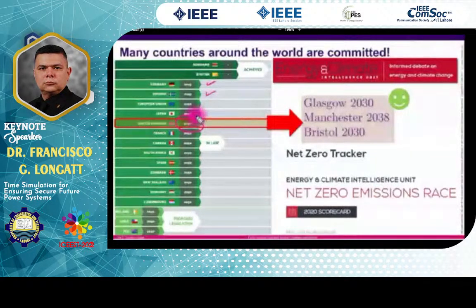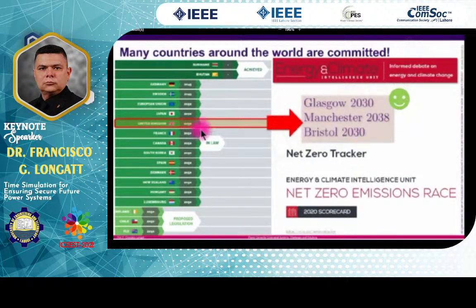However, that is the legal document, but there are already places in the United Kingdom that are already engaged to reach net zero. Beautiful and large metropolitan cities like Glasgow are already committed for 2030. Manchester, the beautiful city, is committed to reach net zero for 2038. And even in the south of England, Bristol is already committed for 2030.